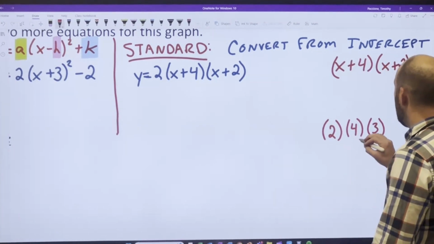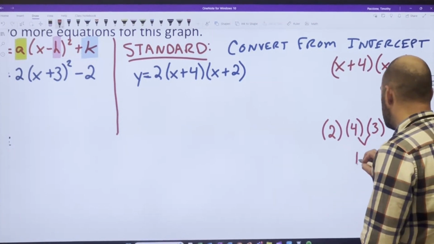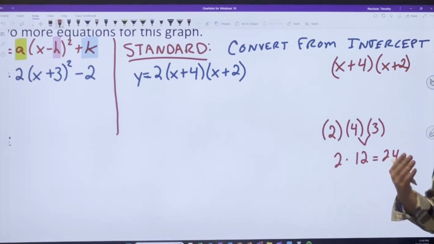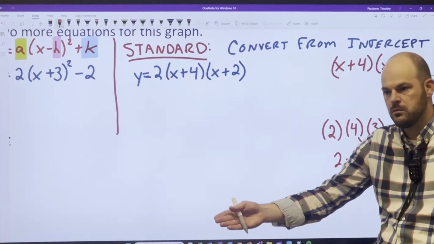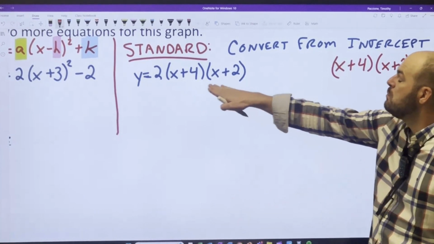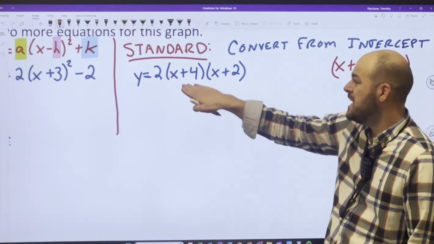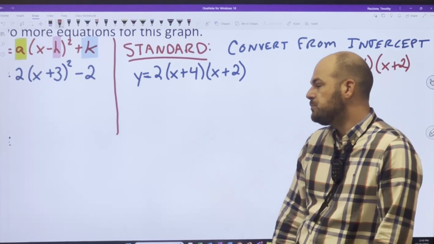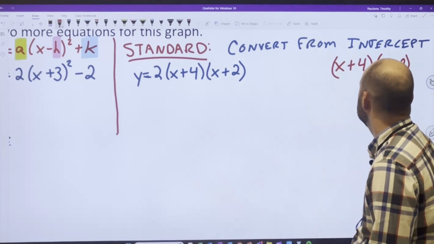I could say, what's 4 times 3? That's 12. 2 times 12 is 24. I can multiply in whatever order I want. Okay? So because of that, I'm going to multiply the hard stuff first and then worry about multiplying it all by 2.